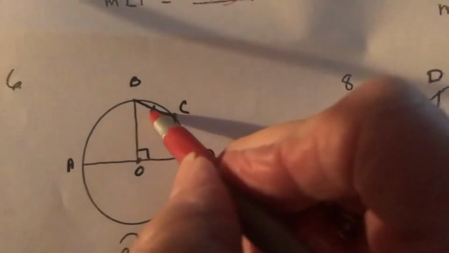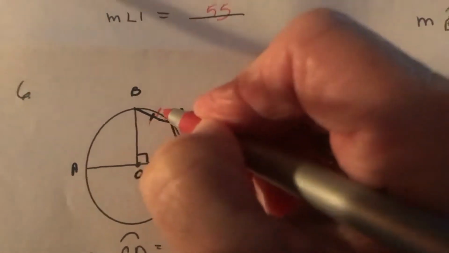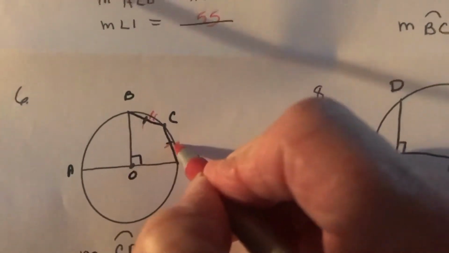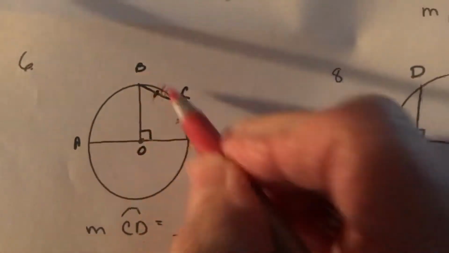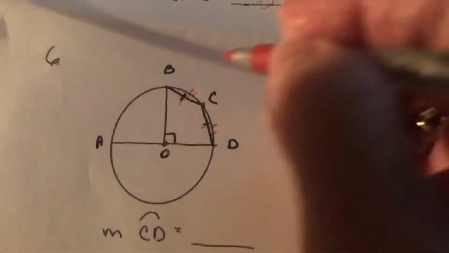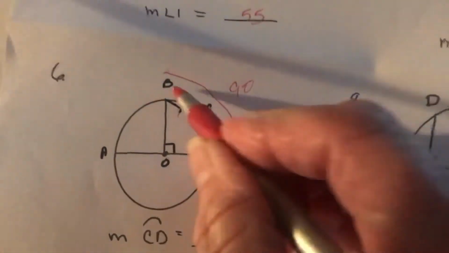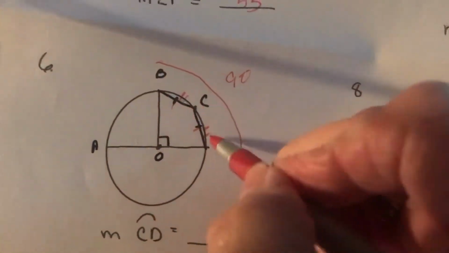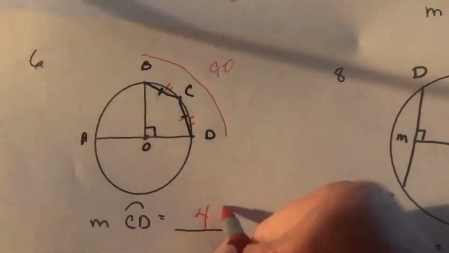Number 6. Again, we have congruent chords BC and CD. So the little arcs here, arc BC and arc CD, will be congruent arcs. Because angle BOD, the central angle, is a right angle, then this entire arc is a 90-degree arc. So each of those arcs, BC and CD, will be half of 90, which is 45.